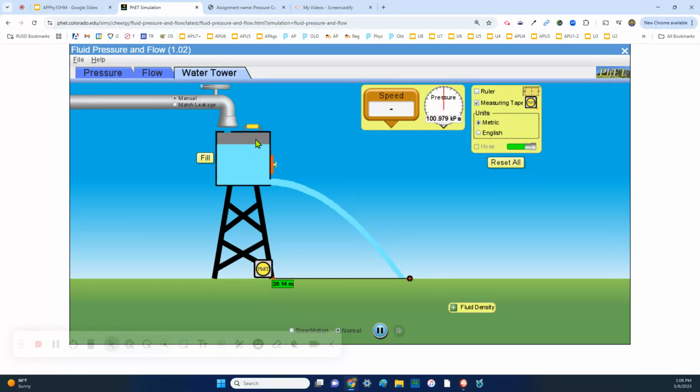If I go lower with it, if I let the water drain out, do you see what happens to the distance it goes? Why does it go less distance? It goes less distance because there's less pressure, right? So pressure's involved there.